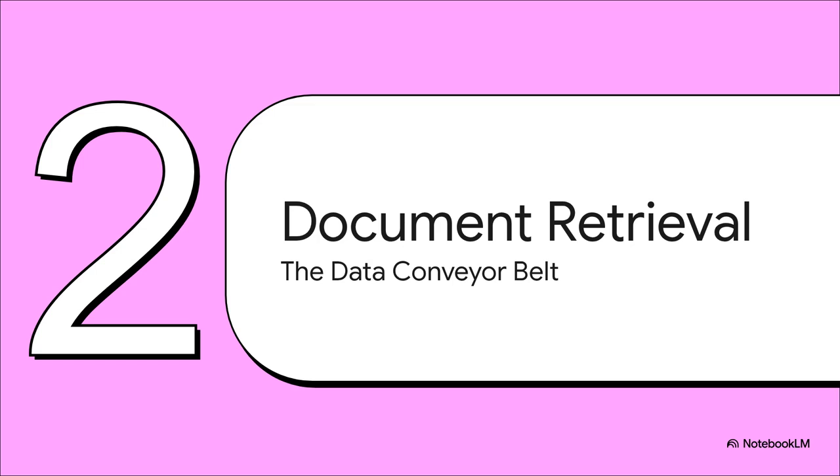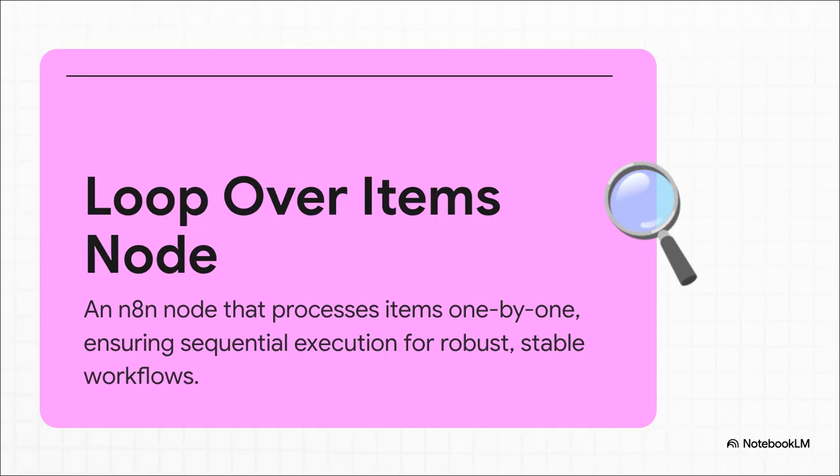Okay, we are securely connected. We are in. Now it's time to build the data conveyor belt. This is the part of the workflow that's going to find the right files in SharePoint and then feed them in one by one for processing. And the absolute heart of this conveyor belt is the Loop Over Items node.